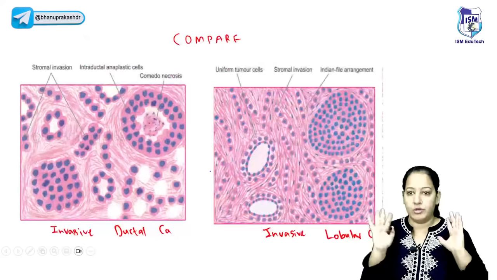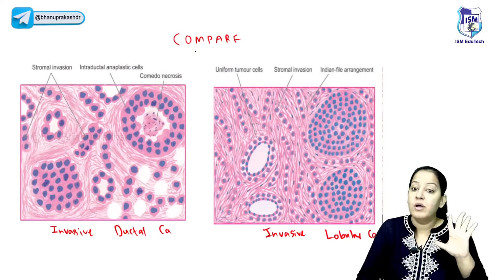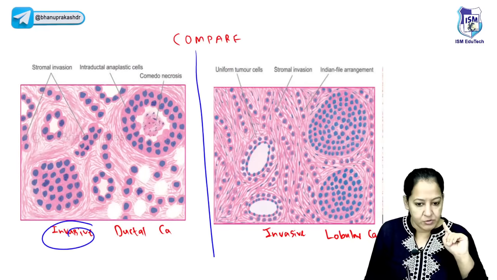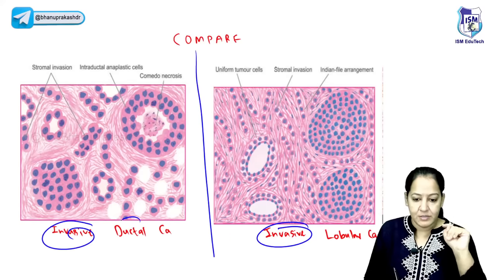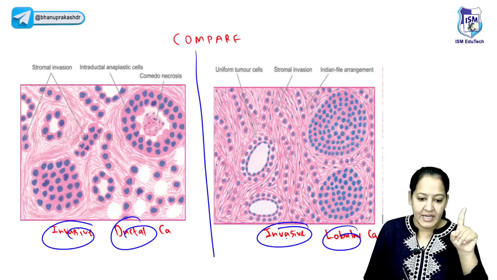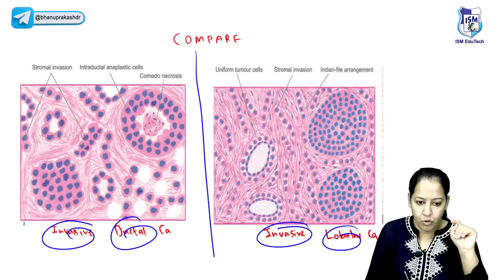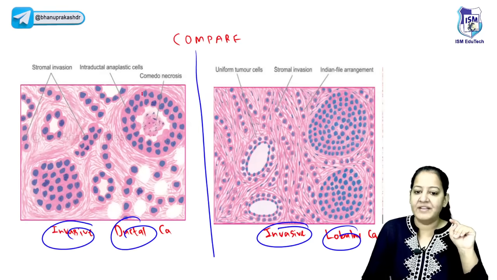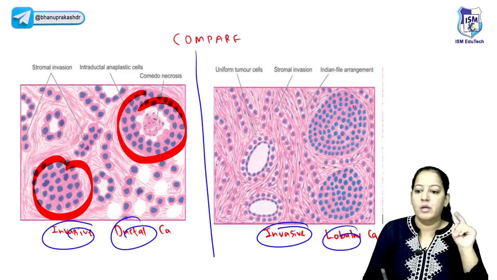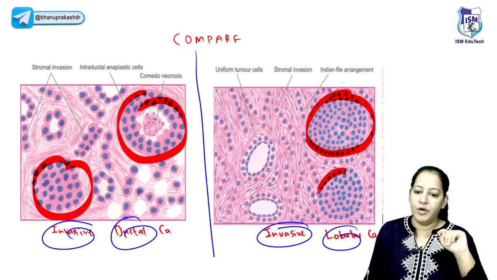So see, compare both. I told you 2 types of invasive carcinoma. This one is also invasive. This one is also invasive. But this one is ductal. This one is lobular. In each of them, you find the ductule or lobule. In ductal, we find the ductule. This is a ductule. This is a ductule. In the lobular, I find a lobule. This is a lobular. This is a lobular.